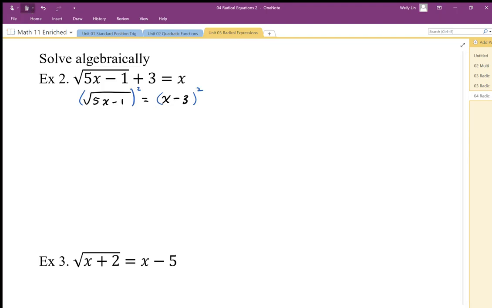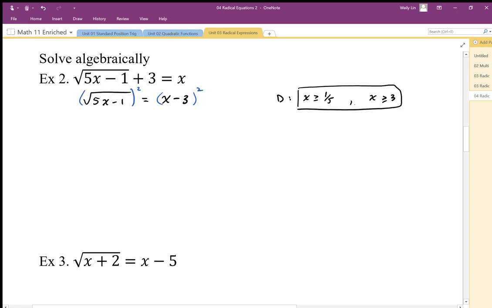Now we could also work out our extraneous solution by working out our domain restriction. My domain restriction from this point would be my inside restriction. Remember, there's an inside restriction that must be bigger than 0. There's also an outside restriction that must be bigger than 0. So we know that x must be greater than or equal to 1/5. We also know that x must be greater than or equal to 3. Together this domain becomes x is greater than or equal to 3.